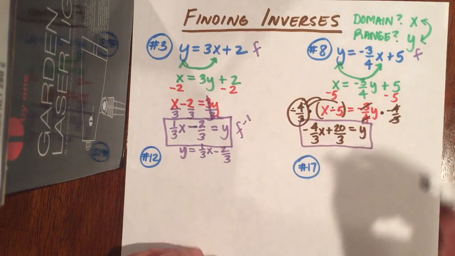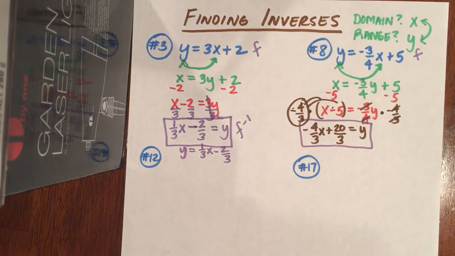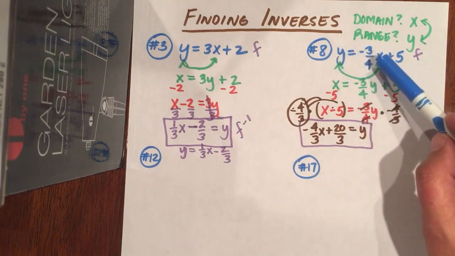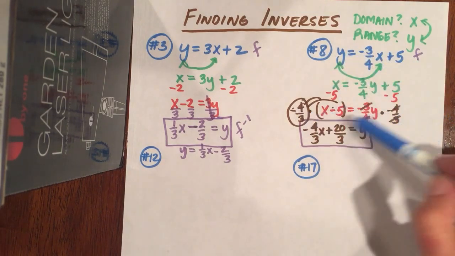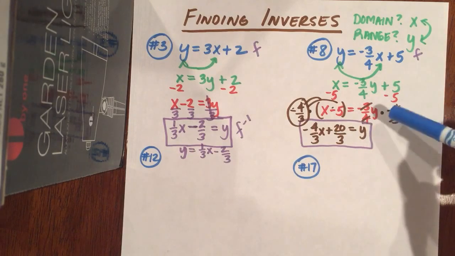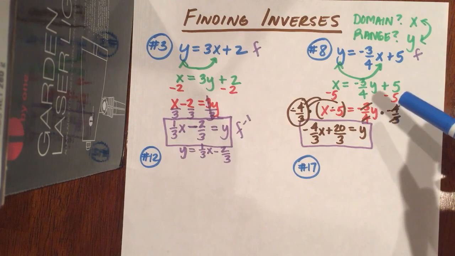Now don't let the fractions scare you. You just have to know the math steps that you have to take, okay? So again, to review, you switch the x and y, and then you solve the equation for y. You get y by itself, and those are your inverses, okay?